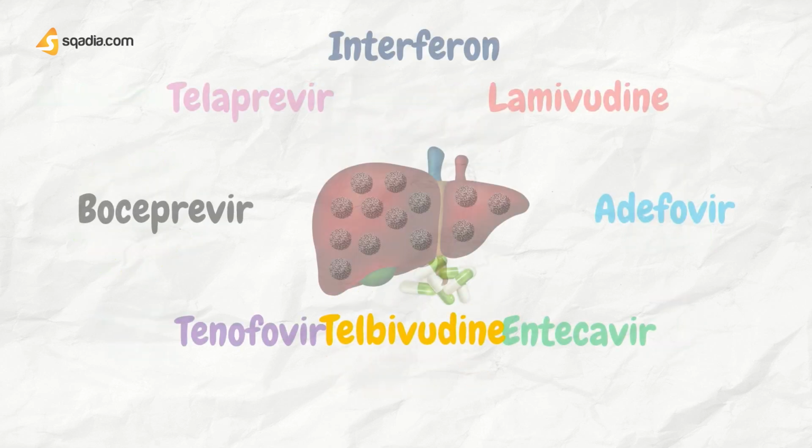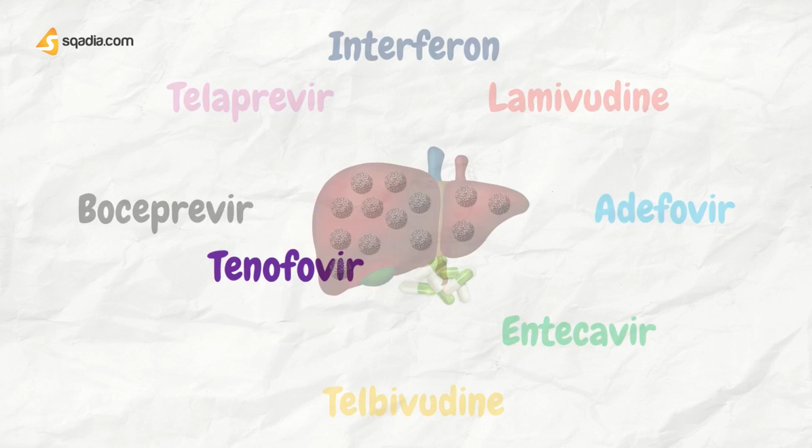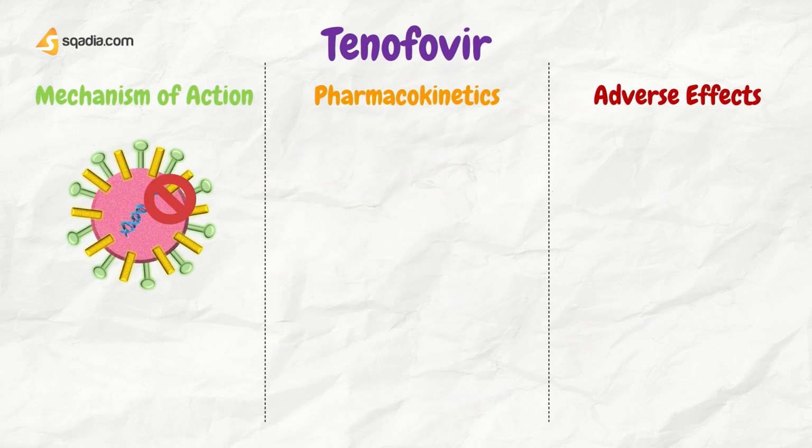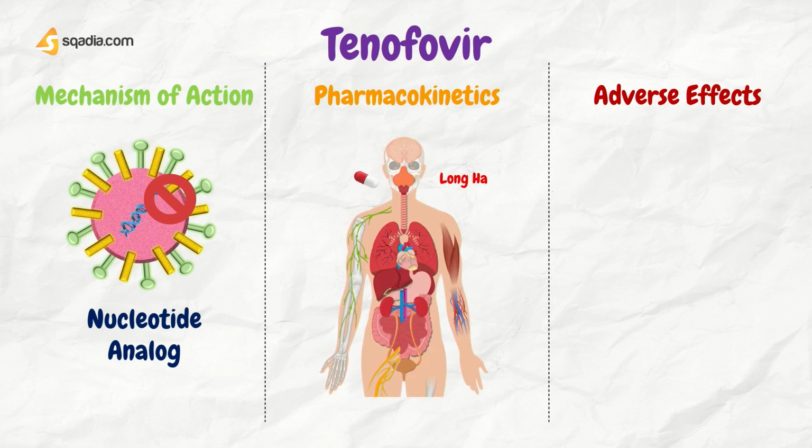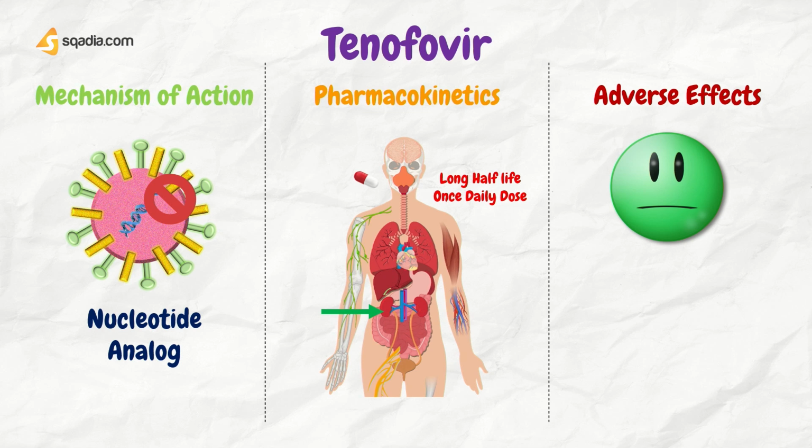So the next drug that we're going to talk about is tenofovir. It is a nucleotide analog, namely an acyclic nucleoside phosphate analog of adenosine 5-monophosphate. It is basically an inhibitor of HIV infections, and due to a long half-life, once daily dosing is preferred. It is excreted unchanged in urine, but it should be given very carefully in renal insufficiency patients. And the adverse effects include GI complaints such as nausea and bloating.